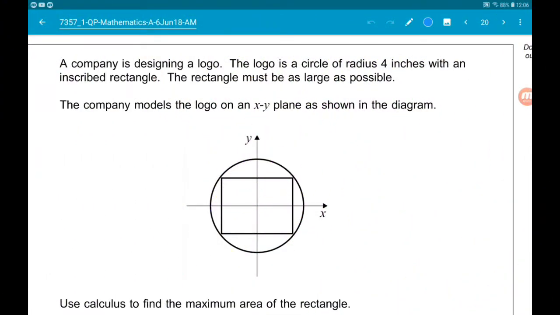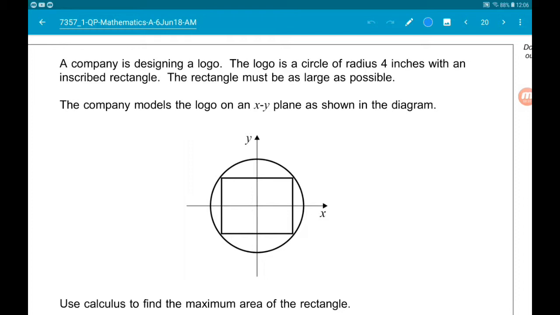Okay, question 13. We have a nice 10-mark calculus problem. A company is designing a logo. The logo is a circle of radius 4 inches with an inscribed rectangle. The rectangle must be as large as possible.